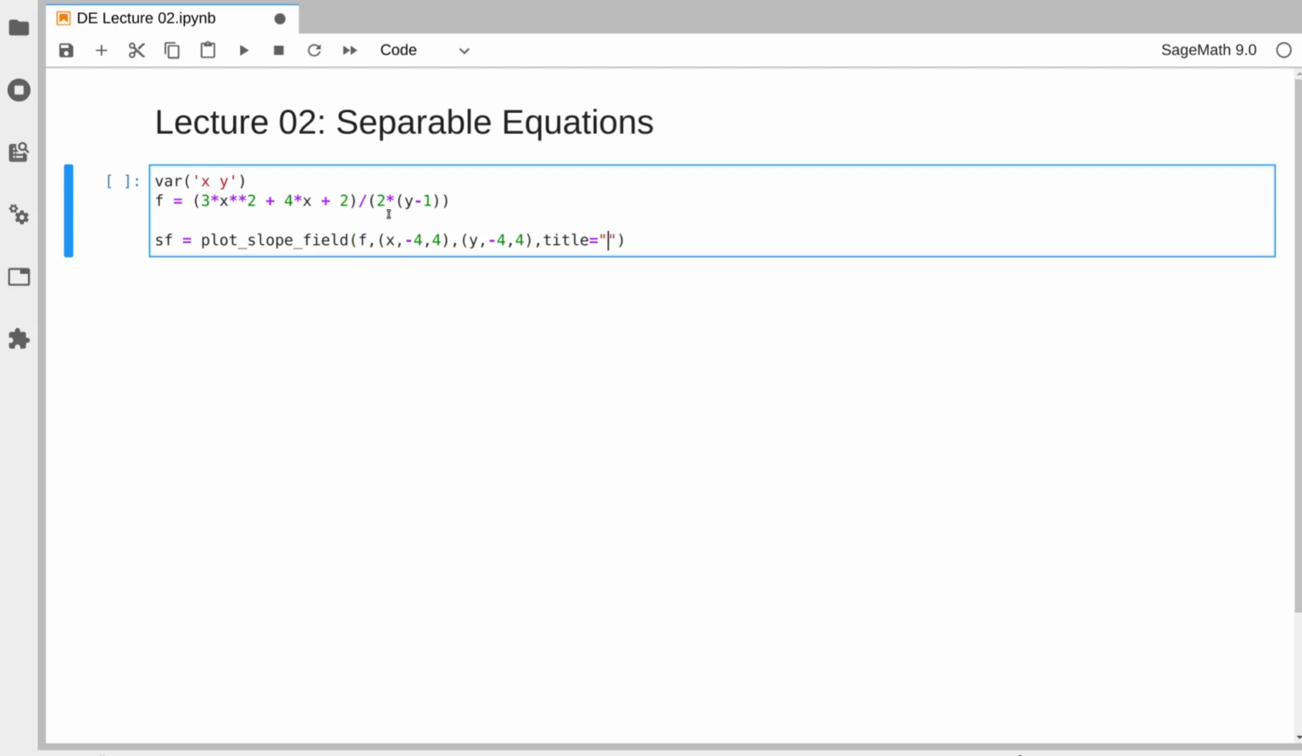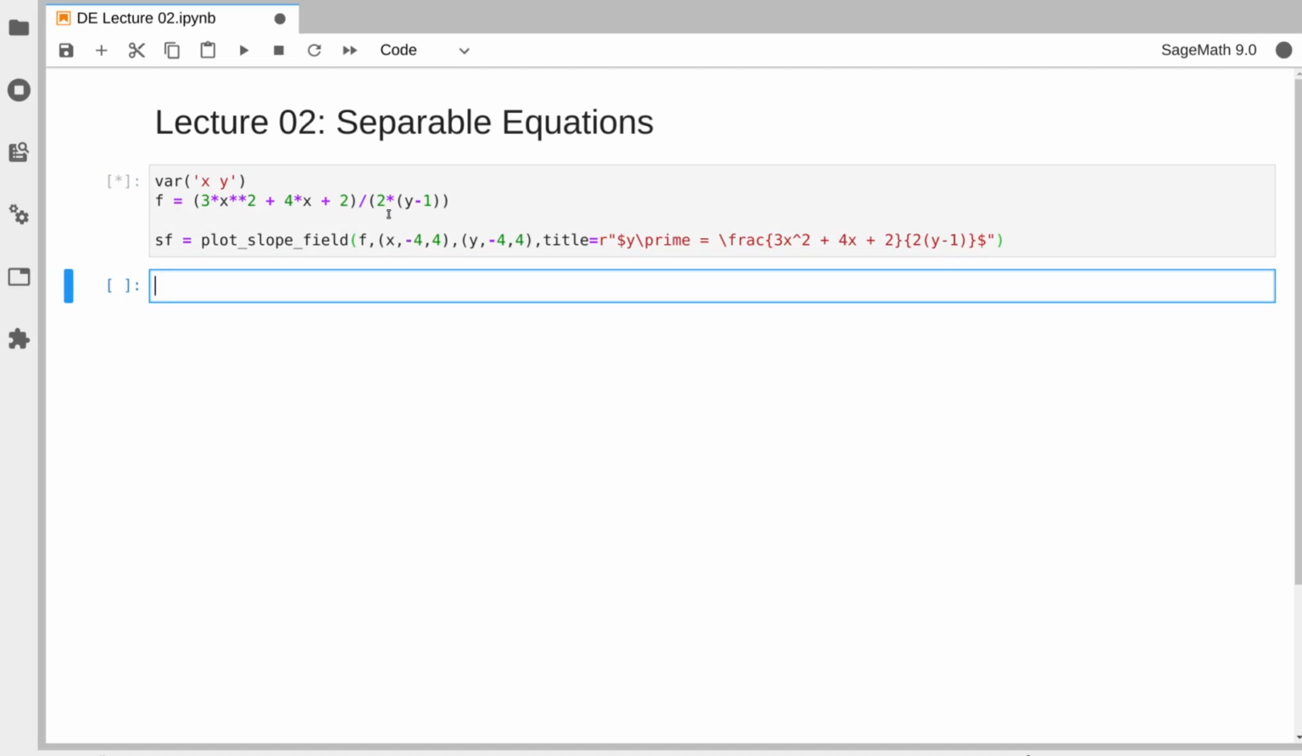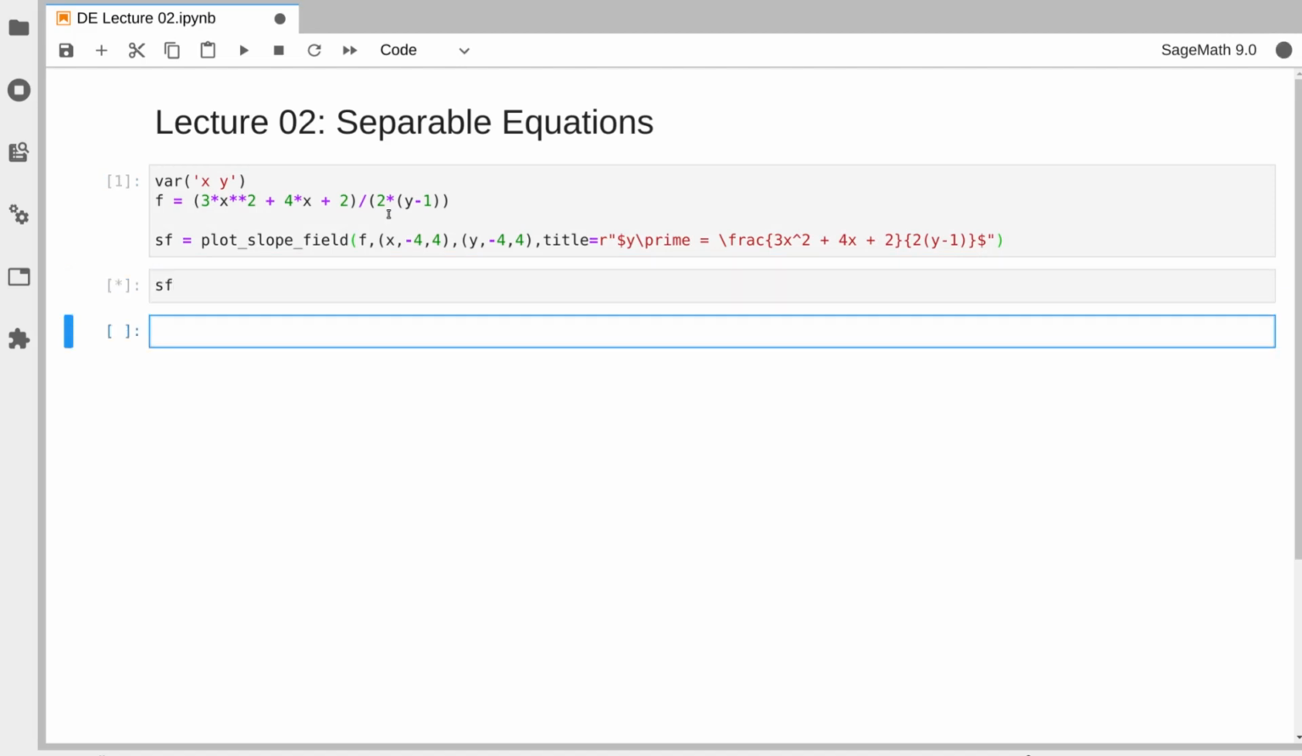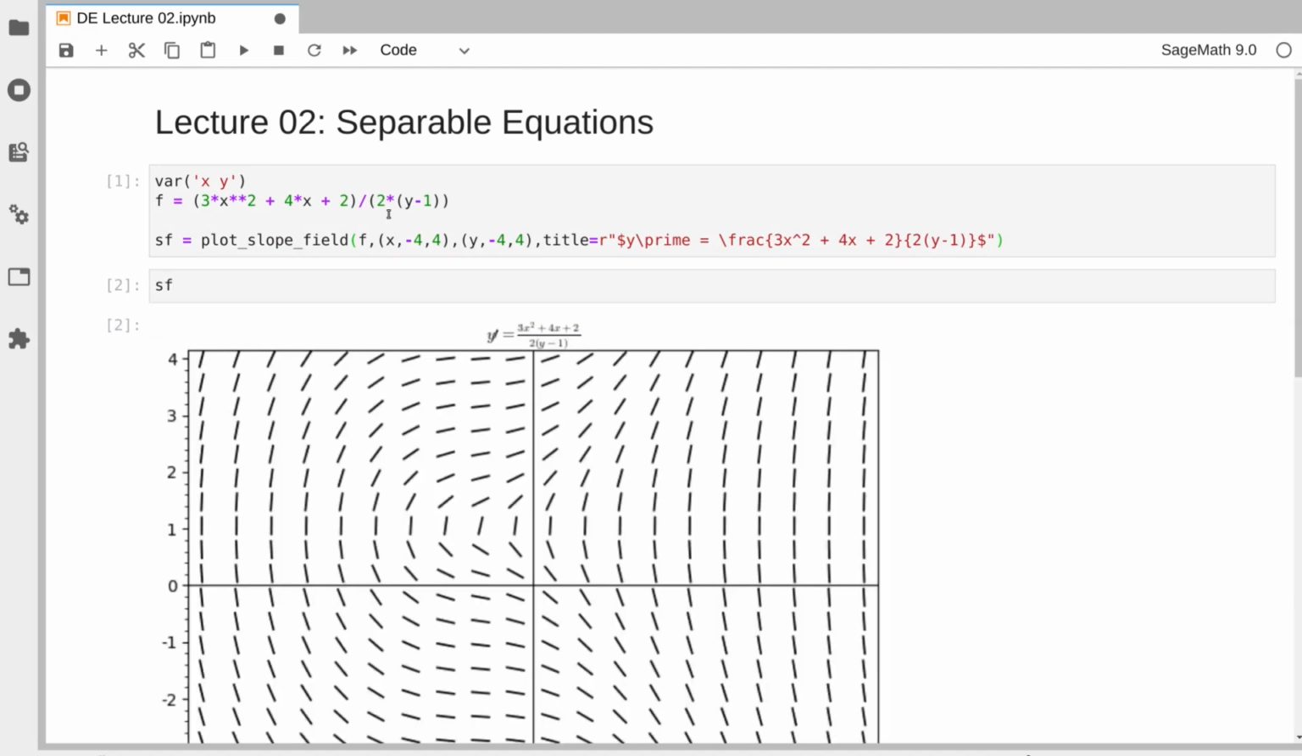So I'm going to give this a title. And it is y prime equals this, right? So again, it's 3x squared plus 4x plus 2, and then 2 times y minus 1. All right, so that runs it. We can see it by doing this. So that SF just saved it. And here's our slope field.